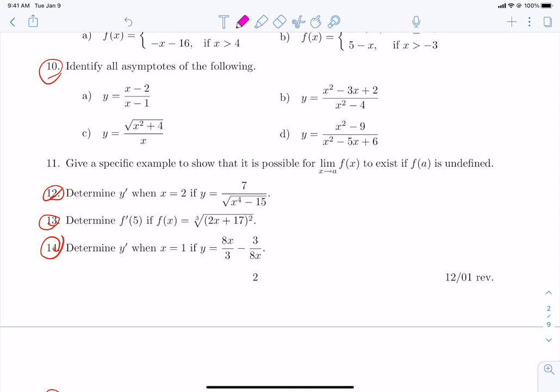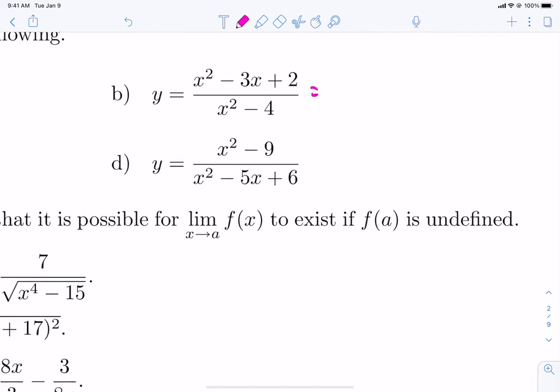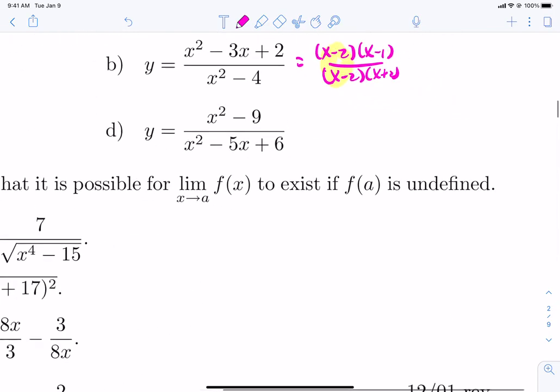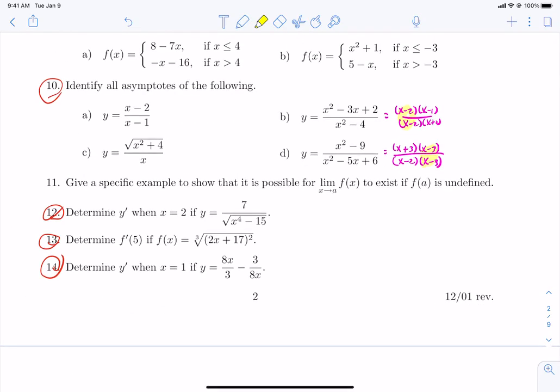So if we look at 11a, it's totally ready to go. Let's look at 11b. Let's get that in factored form. So that's going to be x minus 2 and x minus 1. And the bottom in factored form is x minus 2 and x plus 2. Okay. So there's technically a hole at that one. C is fine, but we'll discuss that in a little bit. D, let's get that in factored form. That's going to be x plus 3 and x minus 3. The bottom's going to be x minus 2 and x minus 3. And that x minus 3 is a hole again.